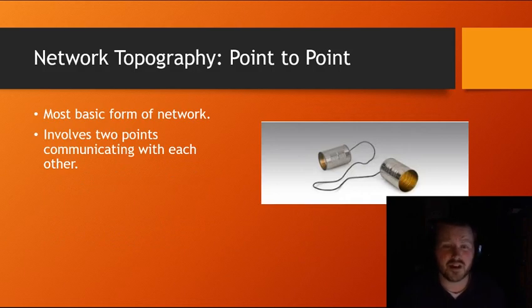So the first, most basic level of network we're going to look at is a point-to-point network, which just involves two points communicating to each other. At a basic level, like a tin can phone, where there's a point A and a point B, and the communication all takes place across that line.